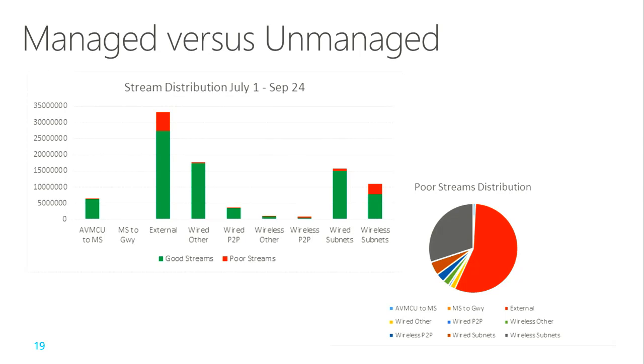The other thing we are doing is we are looking at the poor stream distribution. And in this case, you can see that it's the external, the red, this guy here, has the majority of the poor streams. It's coming from external clients talking to people inside. Yeah? For what? Question is media bypass for wireless. If they're mobile, no. Wireless, yes. Yeah.